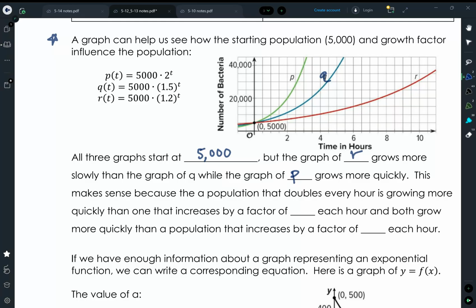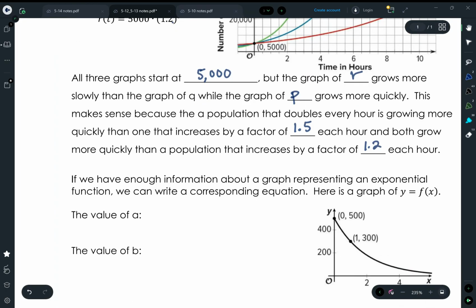So let's go ahead and compare those growth factors. The fastest one is going to have that growth factor of 2, that's the biggest, and then the middle one would be 1.5, and then the slowest growing is 1.2. So the one with the smallest growth factor is the one that's growing the most slowly. We'll go ahead and fit those in. At the bottom of the page, notes are pretty short today.